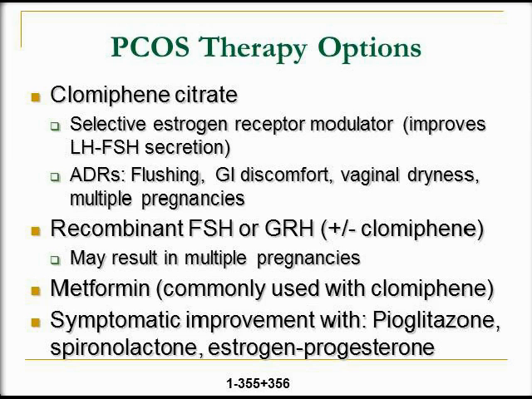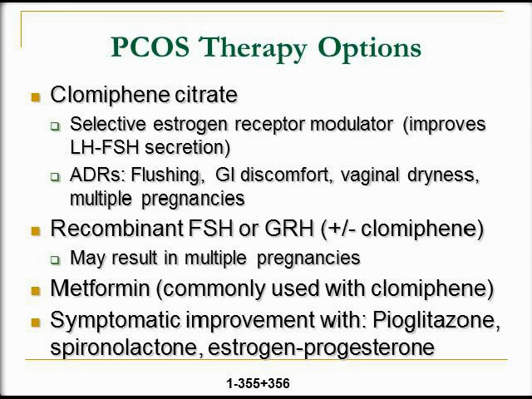Clomiphene is commonly used. It's a selective estrogen receptor modulator. Hopefully it helps to improve that ratio of LH to FSH. It has a lot of side effects, including vaginal dryness and multiple pregnancies. I'm not talking pregnancy after pregnancy after pregnancy. I'm talking about triplets and quadruplets and the like. You can also use recombinant FSH. Again, it can also cause multiple pregnancies, like the Octomom.